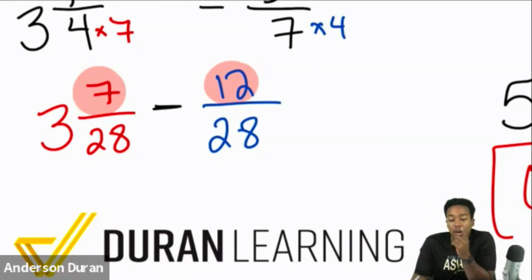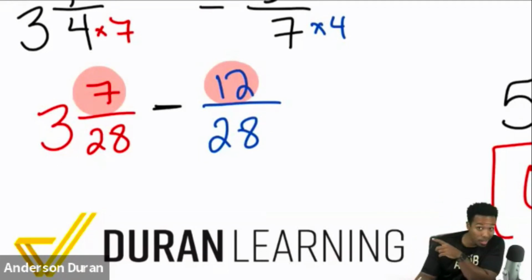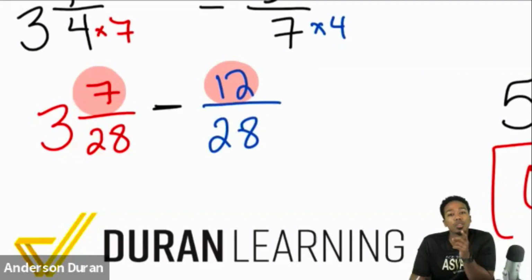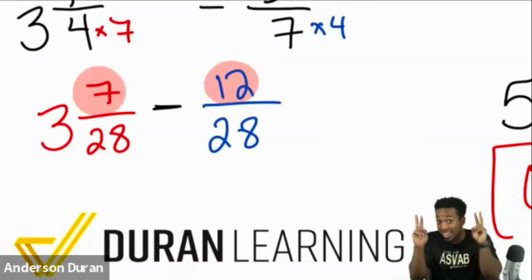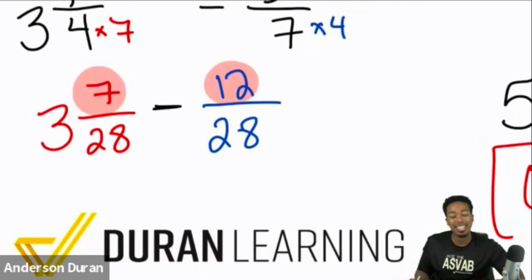Right. But is that a positive 5 or a negative 5? If we're doing 7 minus 12, because if you do 12 minus 7, that's 5. 7 minus 12, that's negative 5, right? So guess what, everybody? All that negative 5 means is this.